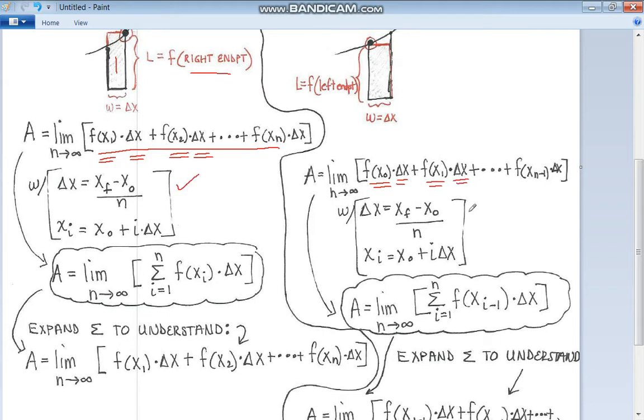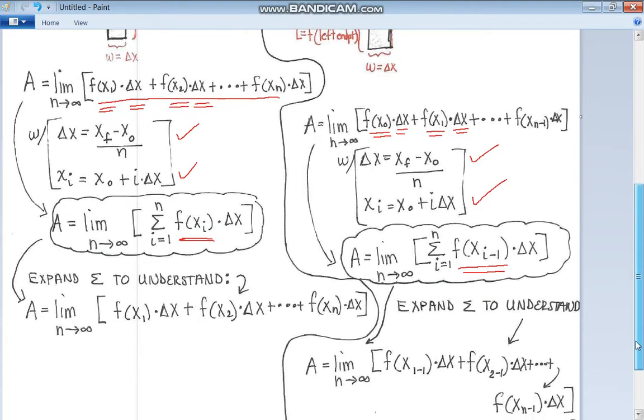So the delta x, the width, hasn't changed. The x sub I, identifying the ith rectangle, is defined by the same expression, x initial plus I times delta x. The only difference in the formulas is that this one has the first length evaluated at x sub I, the function evaluated at x sub I, because that is the right endpoint, while this one has the length evaluating f at the left endpoint, which will be 1 unit before I, so it's x sub I minus 1.